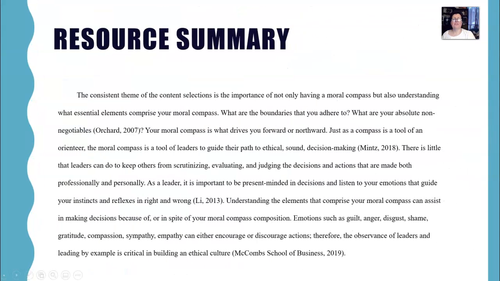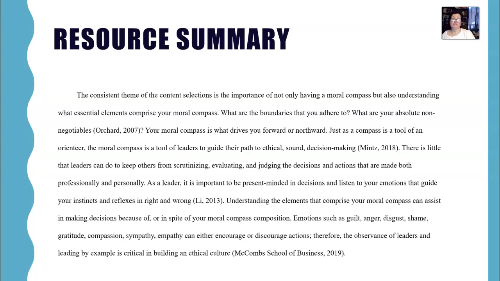So to get started, the resource summary. The consistent theme of the content selections is the importance of not only having a moral compass, but also understanding what essential elements comprise your moral compass. What are the boundaries that you adhere to? What are the absolute non-negotiables? Your moral compass is what drives you forward or northward. Just as a compass is a tool of an orienteer, the moral compass is a tool of leaders to guide their path to ethical, sound decision-making.